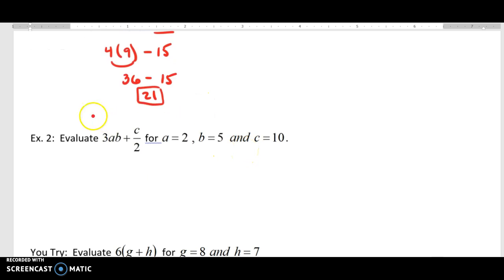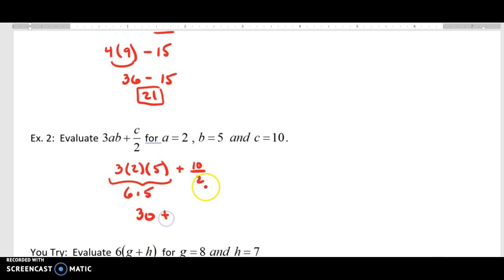Example 2. Evaluate 3 times a times b plus c divided by 2 for a is 2, b is 5, c is 10. So everywhere you see an a, you're going to kick it out, replace it with a 2. B is going to be replaced with 5, C with 10. So 3 times 2 times 5 plus 10 divided by 2. Now order of operations. We're going to focus on this multiplication first. 3 times 2 is 6. 6 times 5 is 30 plus 10 divided by 2 is 5. And 30 plus 5 is 35.